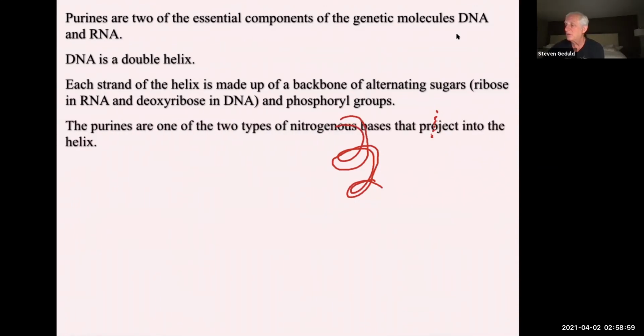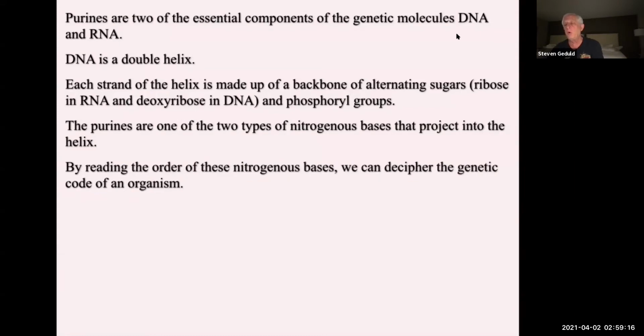Yeah, they are. So the purines are one of the 2 types of nitrogenous bases that project into the helix. Due to hydrogen bonding, the helix is held together and forms the structure of DNA. By reading the order in which these nitrogenous bases occur, you can decipher the genetic code of any organism.